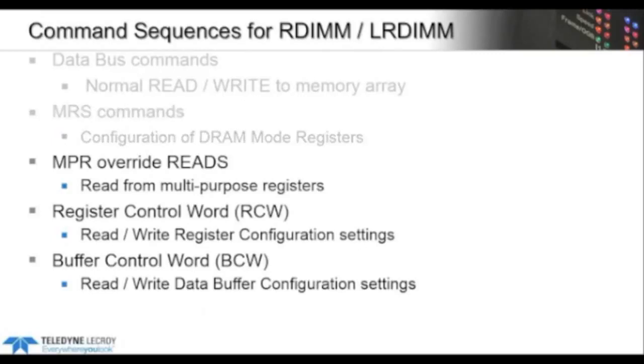Again, we now have this MPR, or multi-purpose register reads and writes, that can be sent to the DRAM or to the buffer. Memory guys kind of refer to this as a scratch pad inside the DRAM where you can read and write custom patterns for doing things like retraining and error recovery. The last two sequences are special commands. These are specific to RDIMM and LRDIMM: you've got your register control words that configure the register, and you've got your buffer control words that configure the data buffers. We'll look at these in a second.